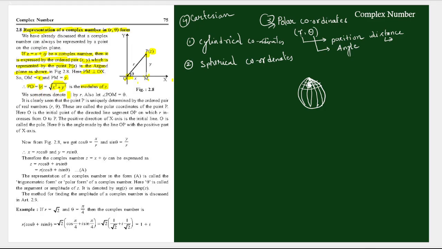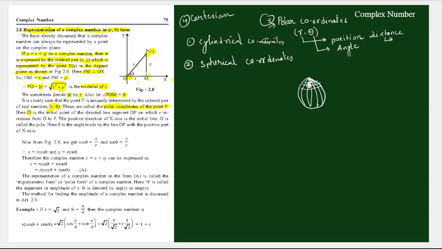So this modulus of z, this is nothing but your r. R is the distance between the two points, and this angle, how much it has made, POM, this is your theta. Clear up to this much? So this r and theta are called the polar coordinates of the point P.